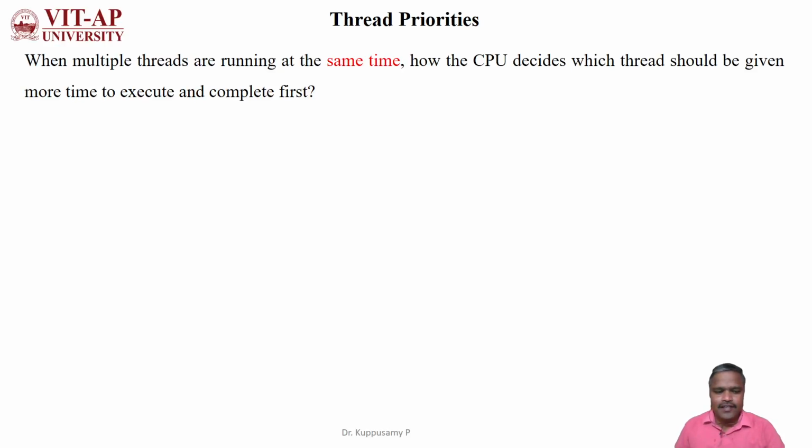Hi everyone. Here we will discuss thread priorities in Java programming. Assume that multiple threads are running in parallel in the CPU. Then how will the CPU decide which thread should be given more CPU time to execute and complete first compared to other threads? This is done by assigning priority to the threads.